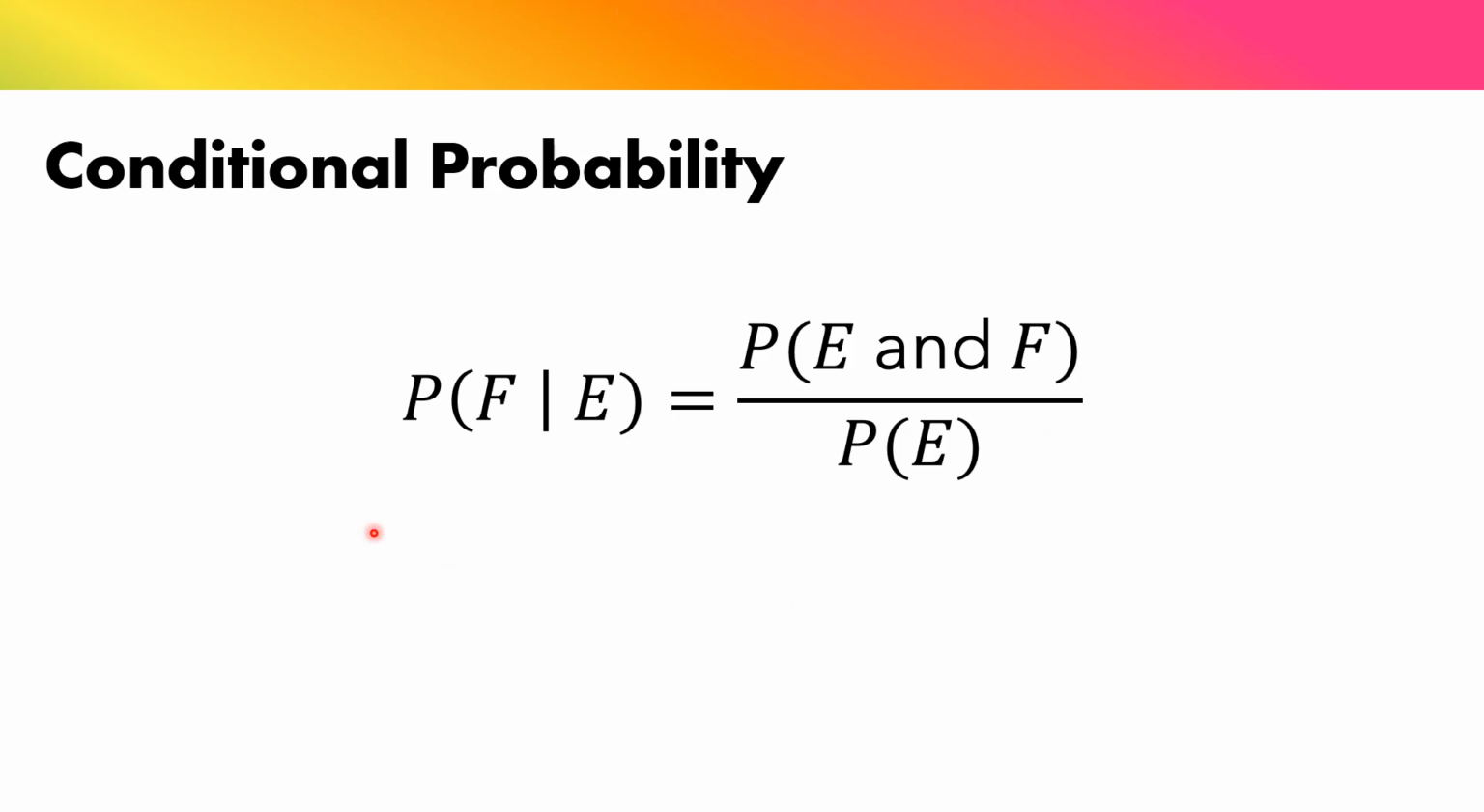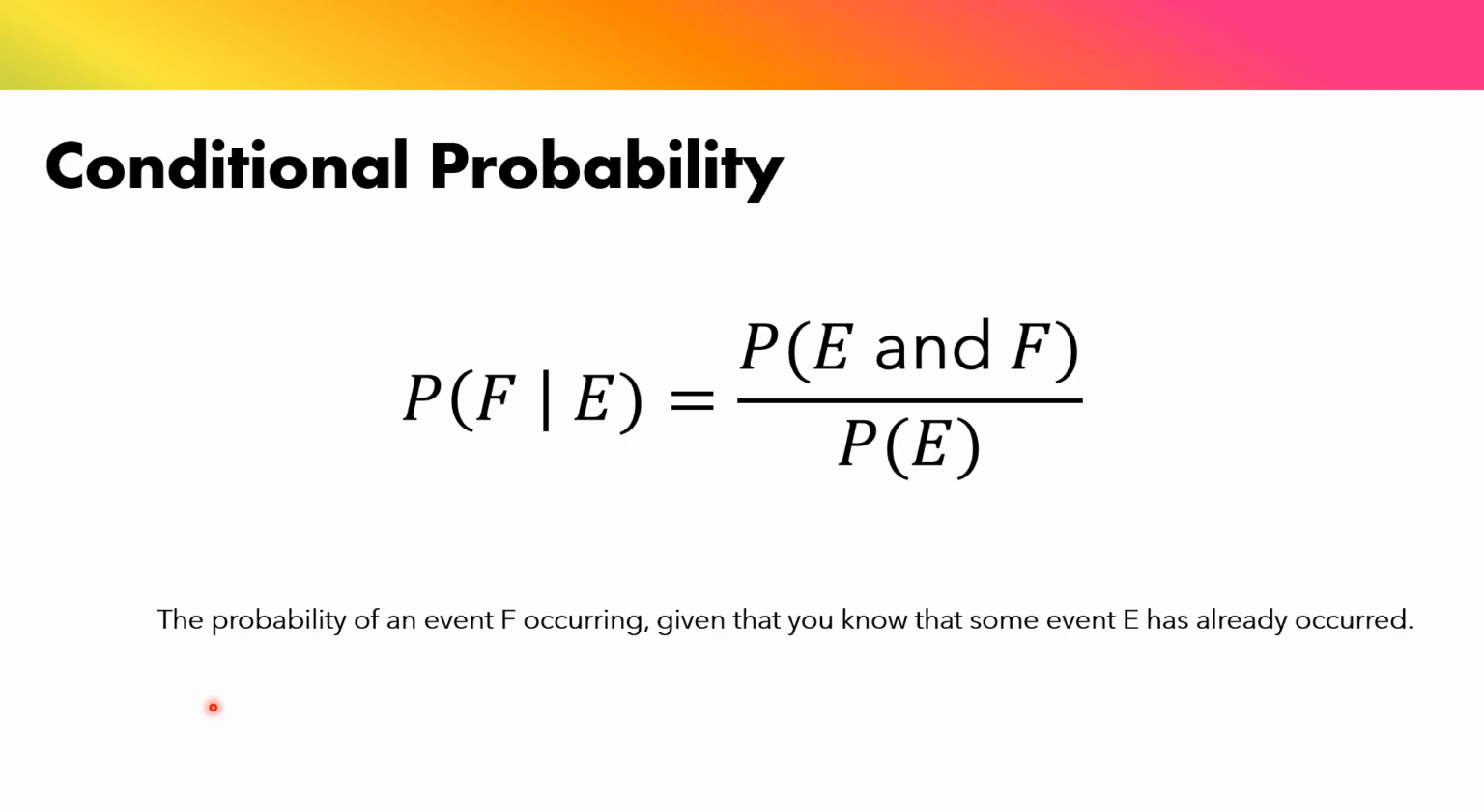All right, so the last thing we have to talk about is if you know that 2 events are dependent, then you have to use something called conditional probability. All right, so conditional probability, we have a new symbol here. This long straight line means given, G-I-V-E-N. It says the probability of F given E. That means the probability of some event F occurring given that you know that some event E has already occurred.